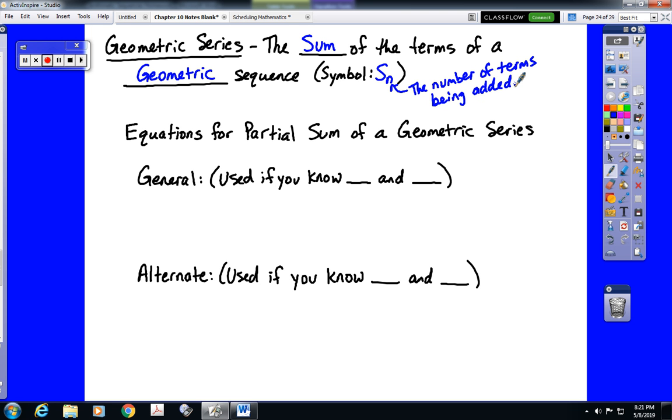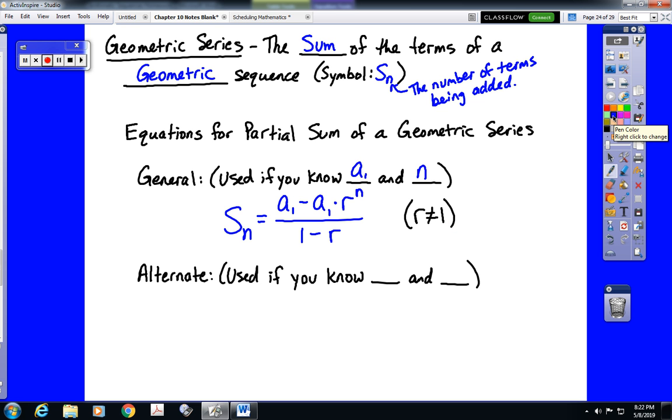If we know the first term and how many terms we are adding up, we are going to use the equation: the partial sum equals the first term minus the first term times r to the n power, over 1 minus r. And that is going to assume that r does not equal 1, because if r equals 1, that would be division by 0.